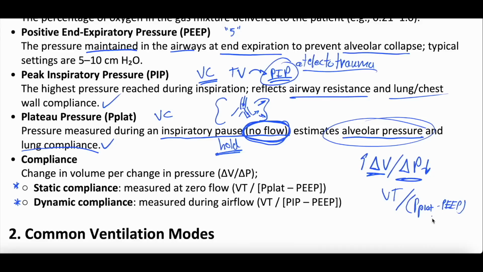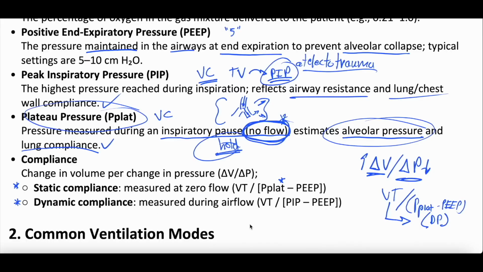But the plateau pressure minus the PEEP is this thing called the driving pressure, which we've talked about before. So tidal volume divided by that is static compliance. There's no flow. And because there's no flow, that's why you take the plateau pressure, right? Because as we said, the plateau pressure is measured at an inspiratory hold with no flow.